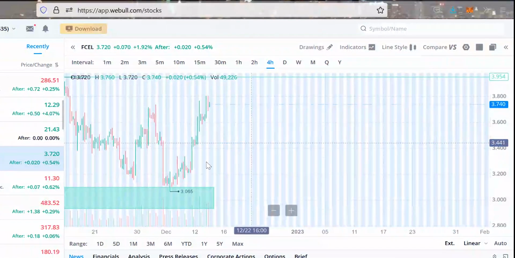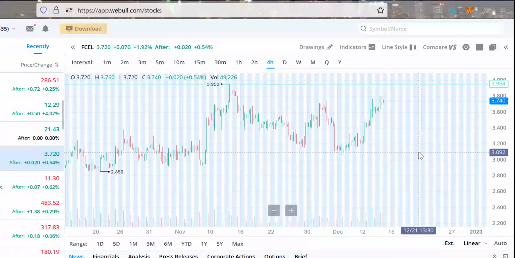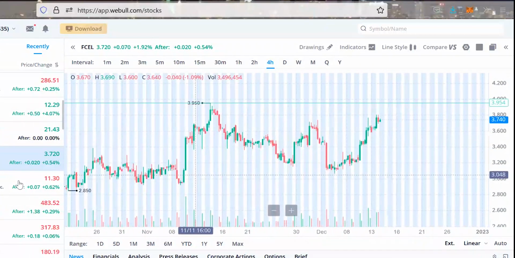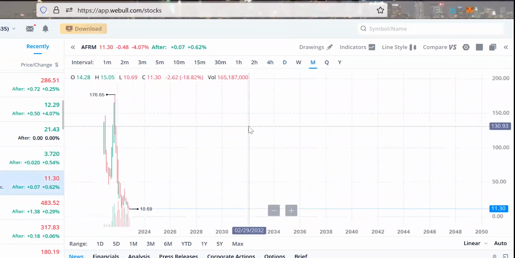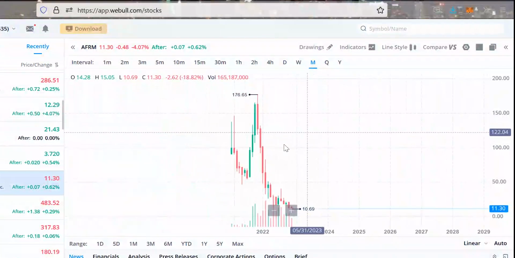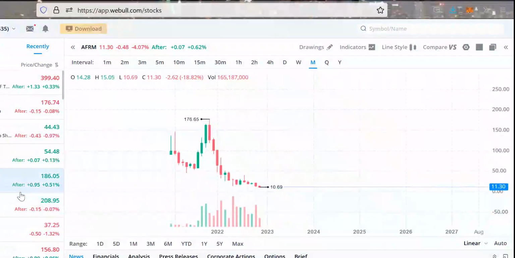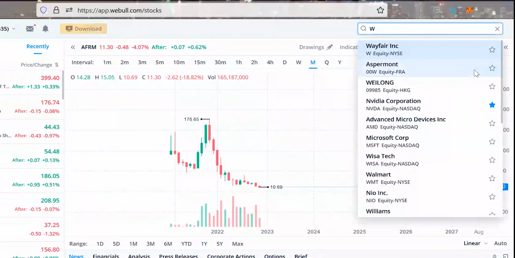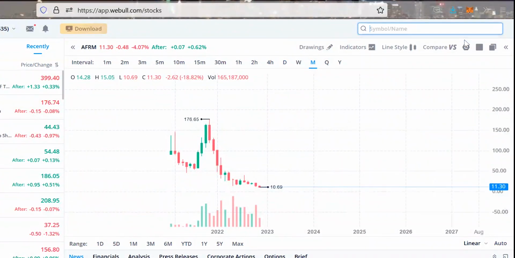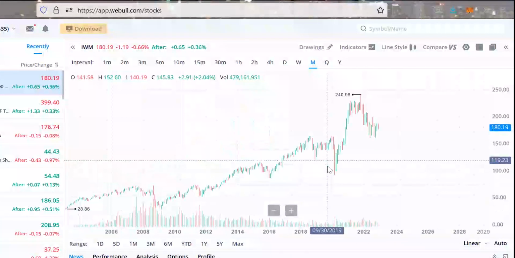We choose any stock. We're going to go with some examples. Let's go for a firm. I used to play a firm back when it was like 100 something, 136, I think. Check that out. Let's look for another stock. Let's do IWM. Let's play with this stock. Let's delete everything. You guys can see we're deleting everything.